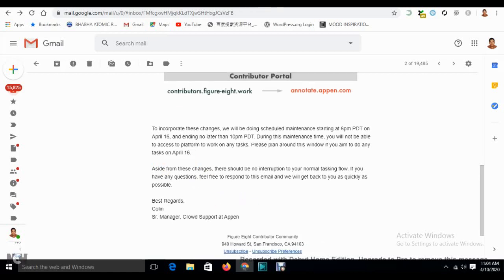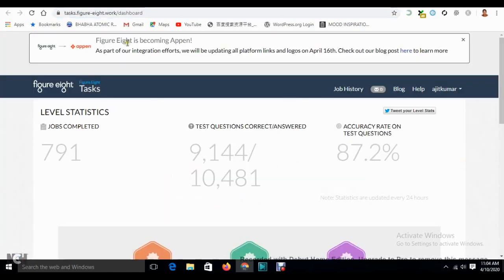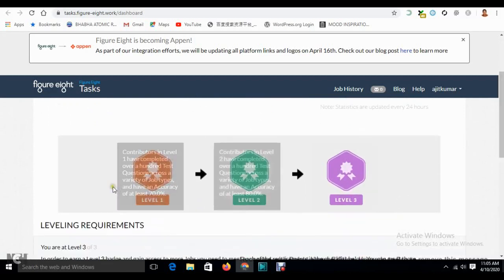I will show you my Figure 8 tasks here. You will see that from now onwards Figure 8 will be live here also, showing as Appen. It is also mentioned here that the logos, the links and all will be changed from 16th April. You can see that I have completed 791 tasks, with 9000 plus correct answers out of 10,481, and my accuracy rate is 87.2%. I have obtained all the batches.